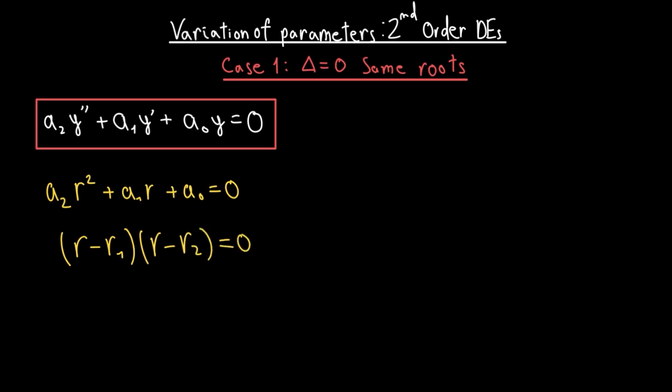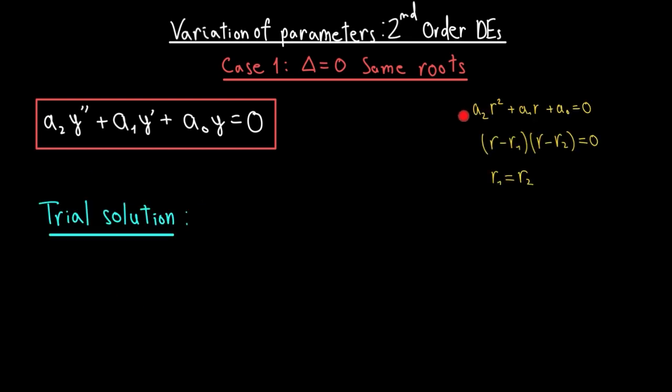And in this video, I'm going to derive the solution to the homogeneous differential equation in the case where the discriminant of our characteristic equation is 0, which means that the roots are equal. r1 is equal to r2.